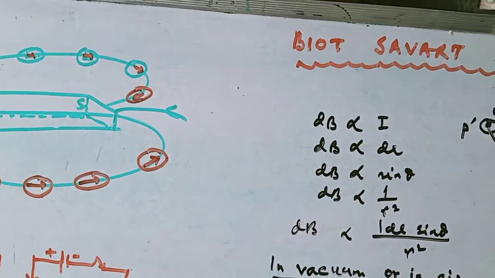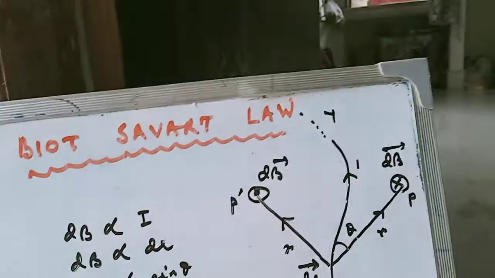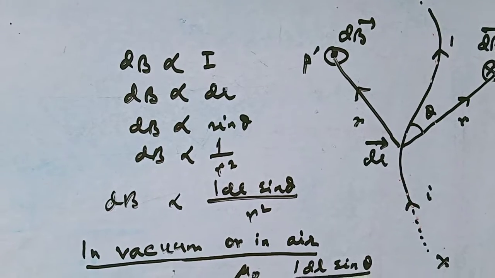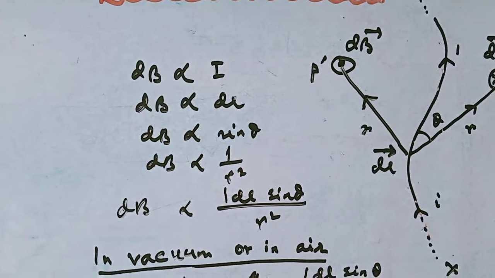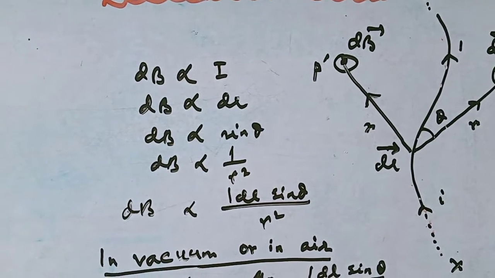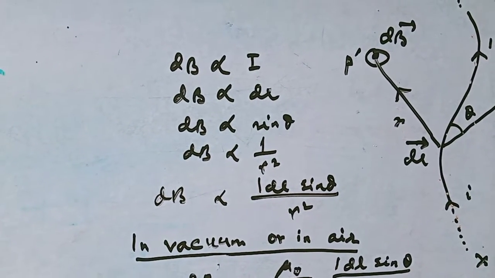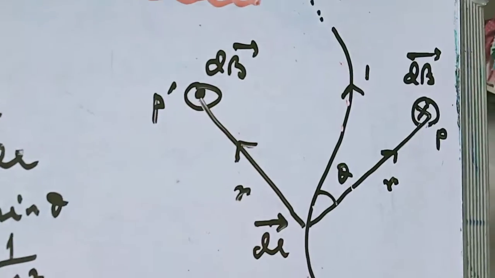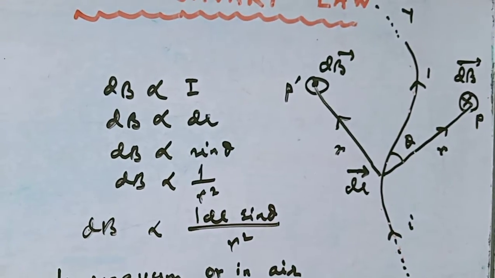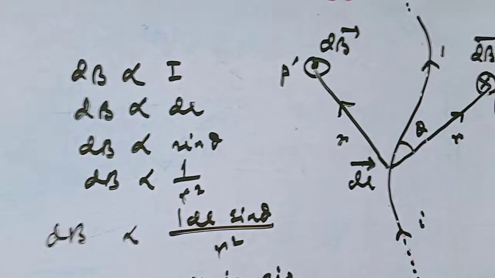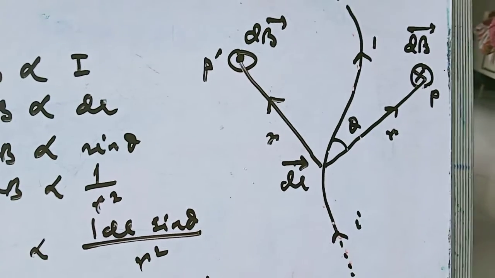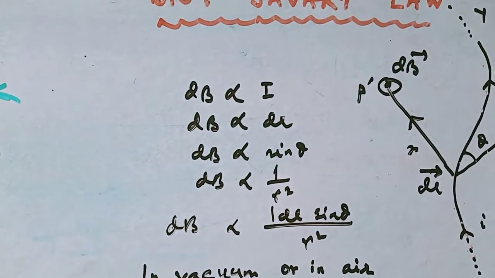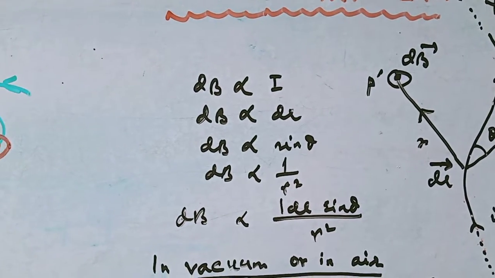Through experimentation it is proved that dB is directly proportional to the strength of the current passing through the wire, directly proportional to the differential element dl, directly proportional to sine theta, where theta is the angle between the length of the element and the line joining the element to the point P. This is theta, and dB is inversely proportional to the square of the distance between the point and the differential element dl. If we combine all these four, we will get dB directly proportional to I dl sine theta by r square.